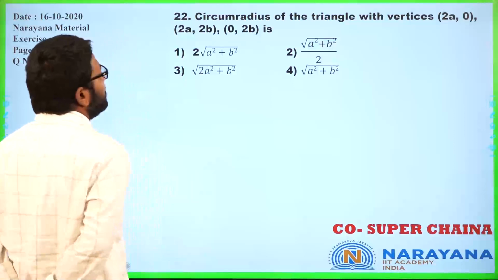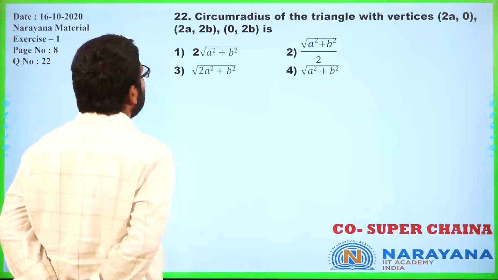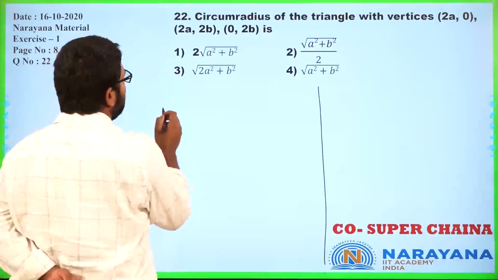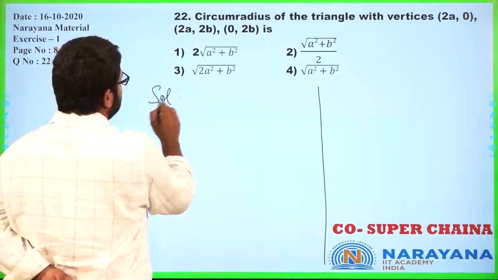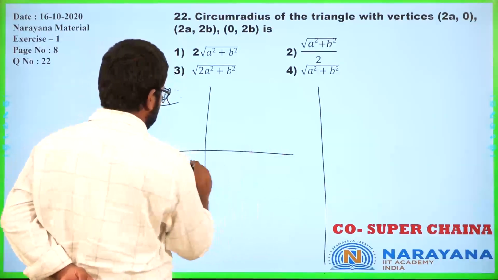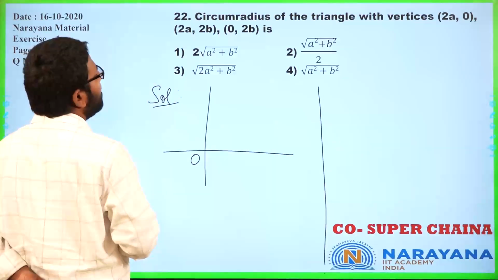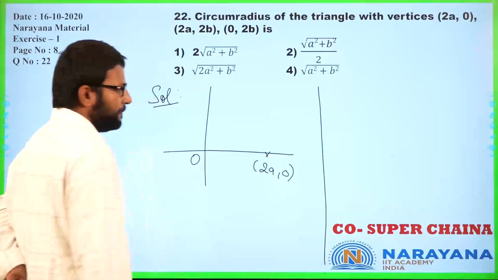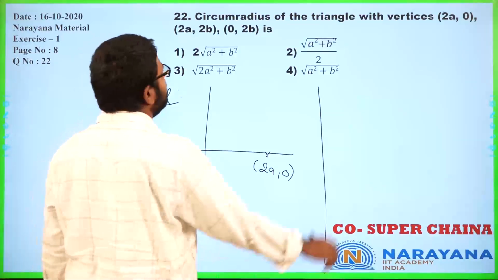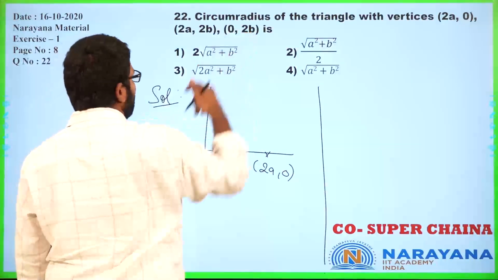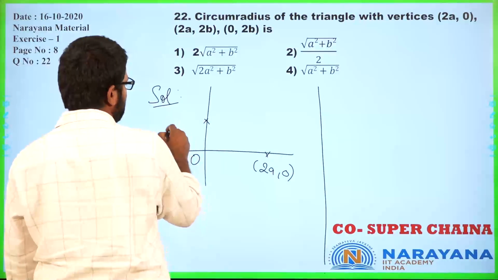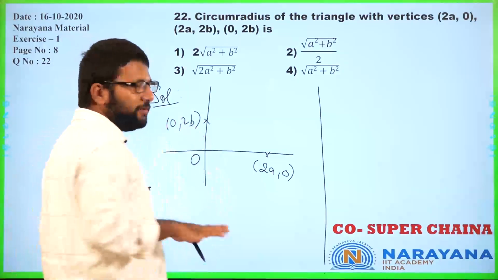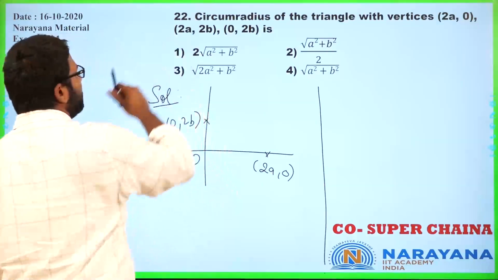Circumradius of the triangle with vertices (2a, 0), (2a, 2b) and (0, 2b) is what? Let us first try and understand what this triangle looks like. Let us say this is the origin. (2a, 0) will lie on the x-axis, then (0, 2b) will lie on the y-axis, right? Deliberately I have taken different lengths because 2a and 2b are of different lengths. And there is a point (2a, 2b).